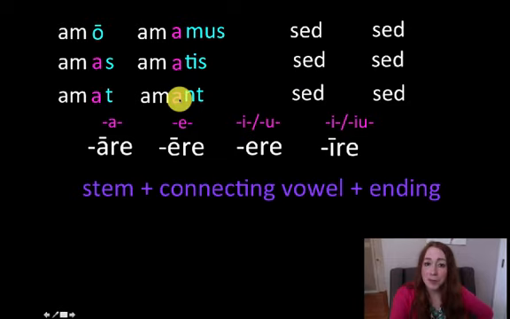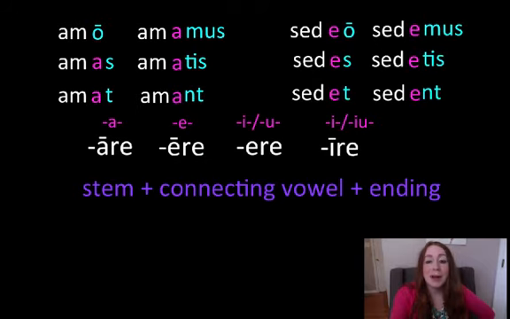Second conjugation verbs, same formula. We've got our stem, connecting vowel, ending. Now in the second conjugation, we do actually add an extra connecting vowel for the first person. So I sit, you sit, he, she, or it sits. We sit, you all sit, they sit.